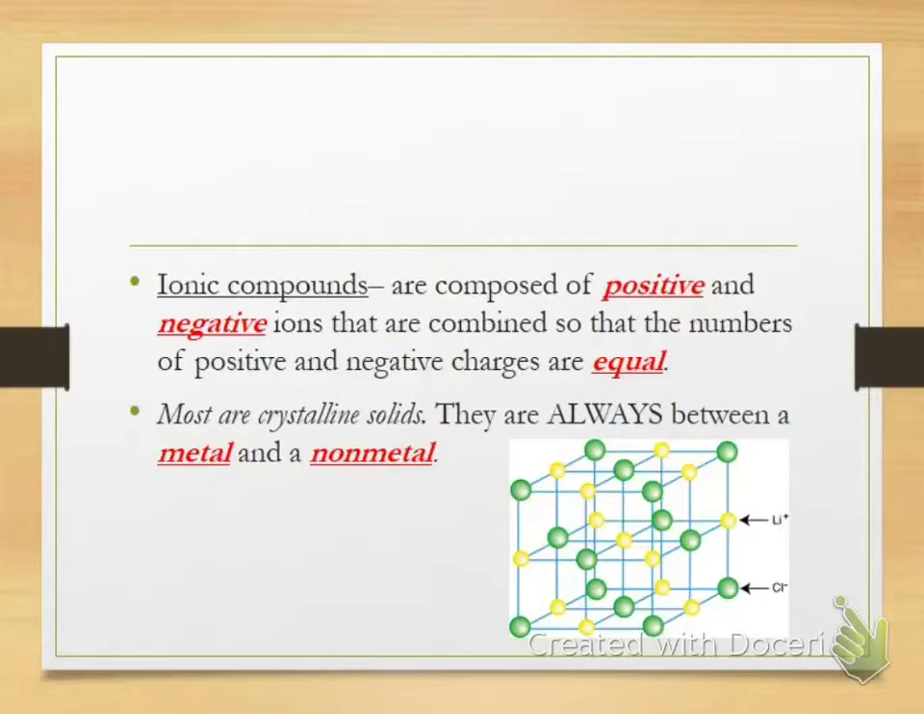The structure that you're looking at there is lithium chloride. And if you look at it, they alternate between positives and negatives. You'll never have 2 positives next to each other. You'll never have 2 negatives next to each other. It's an alternating arrangement. Positive, negative, positive, negative. Okay?